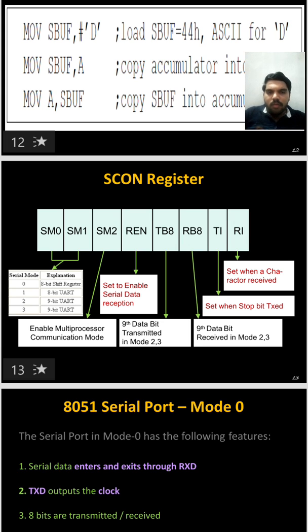RI is for the receiver, TI for the transmitter, RB8 is the 9th bit in mode 2 and mode 3, and TB8 is the transmitted bit in mode 2 and mode 3. REN is nothing but enabling the pin. Then SM0, SM1 and SM2: SM2 enables multiprocessor communication mode. The first two bits are used to set the mode 0, 1, 2 and 3.